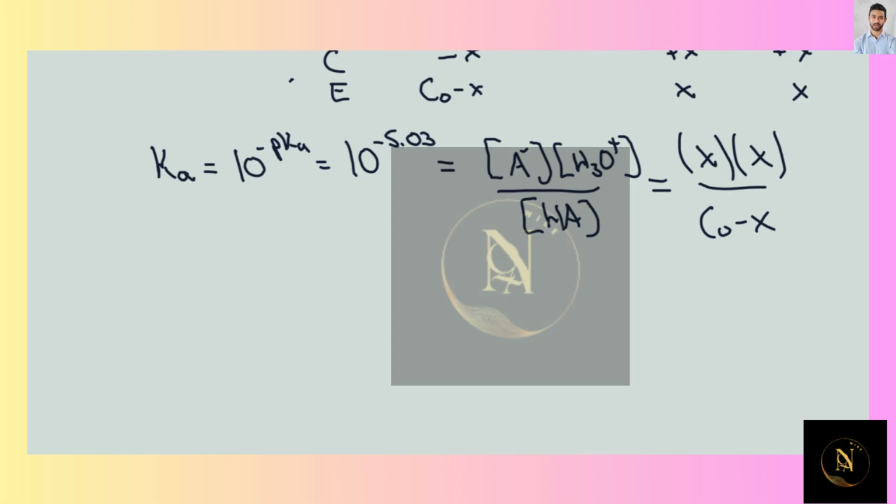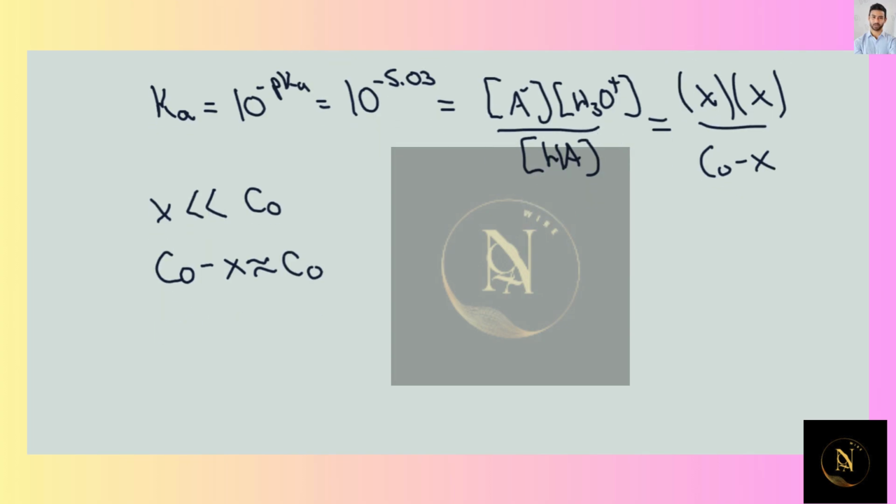So let's verify it. Whenever we want to apply the small x approximation, we're considering that the value of x is much, much smaller than my initial concentration. If that is true, we will get that C0 minus x would be approximately directly C0. Under that condition, the value for Ka would be equal to x squared divided by C0. Thus, solving for x, we would get the square root of Ka times C0.